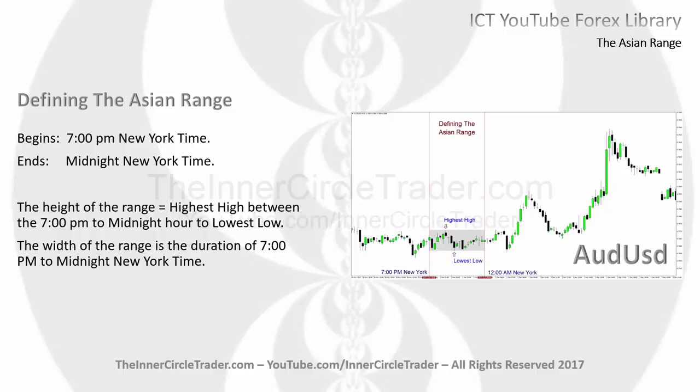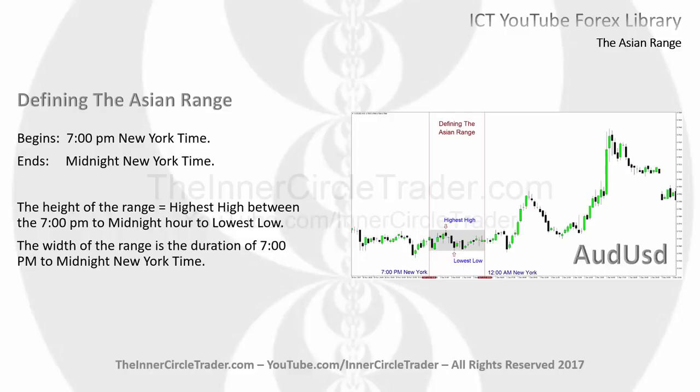But if you just study what I'm teaching you folks, you'll see right away what I'm telling you is the gospel as it relates to intraday price action only. Everything else might be something different, but as far as intraday price action, I think I've cornered the market in it. So the height of the range is the highest high between 7 p.m. to midnight New York time, to the lowest low between 7 p.m. and midnight New York time.